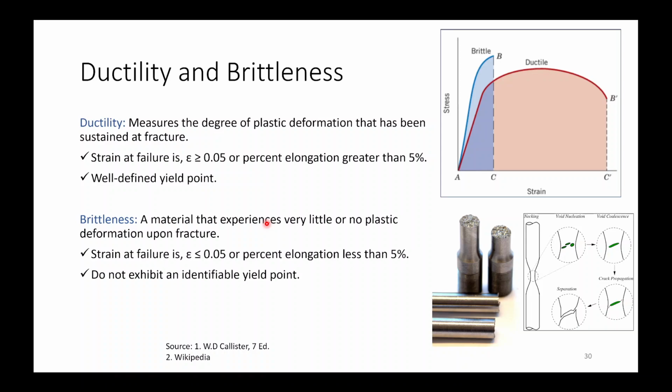identifiable yield point. Now this is how your brittle fracture looks, and comparatively there won't be any necking. In the case of ductile fracture, there will be necking, and after necking there will be void nucleation because of some inclusions, and these voids will collapse and lead to formation of a crack. Then this crack will propagate and lead to fracture. This is the cup and cone type of fracture in this case.